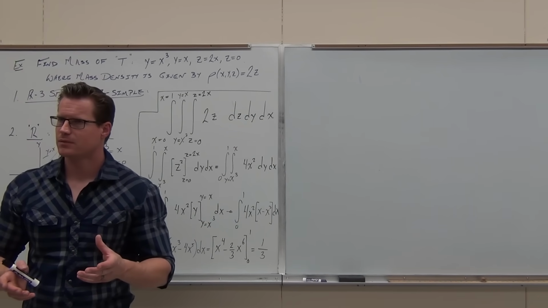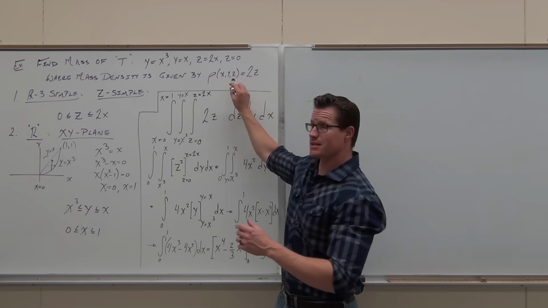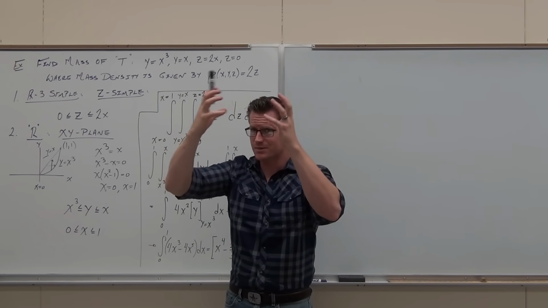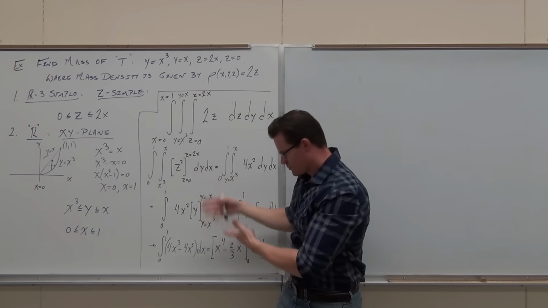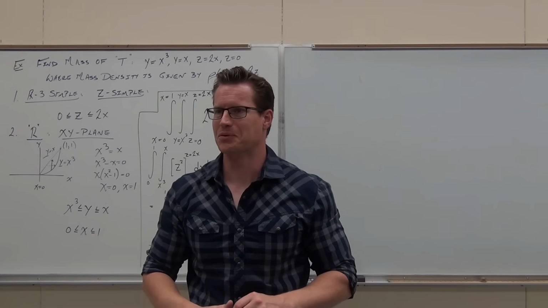What does it mean? It's the mass. Since this literally is the mass density function of this three-dimensional region, this thing with volume, this 3-space, the mass of this region is 1/3, whatever units. It's kind of cool, right?